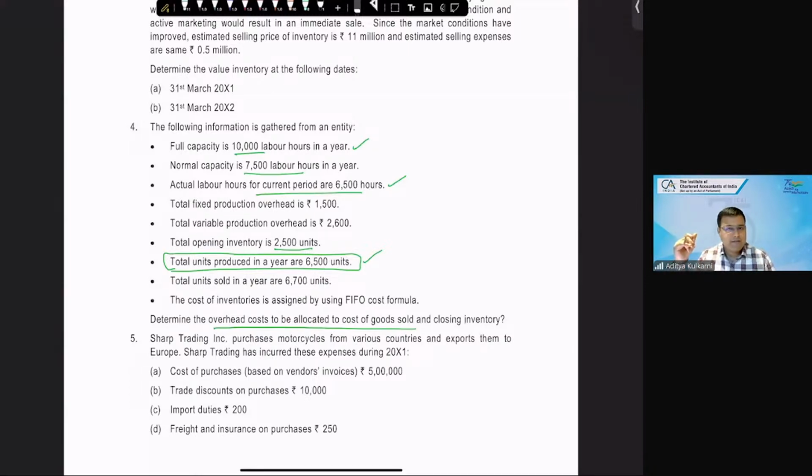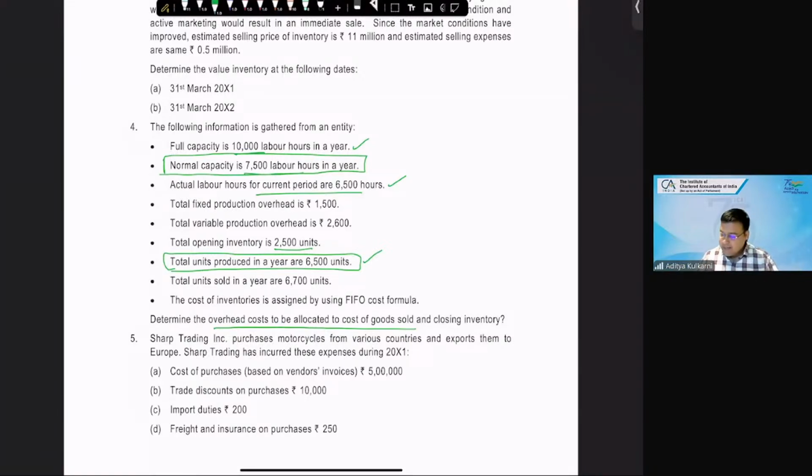Units is also there. So can I not use capacity level is given in labor hours? Capacity is given in labor hours. Absolutely right. Capacity is given in labor hours. That is the first thing that you have to see. What is the capacity metric which is given to you? It is in labor hours. So your allocation should be based on the labor hour method.